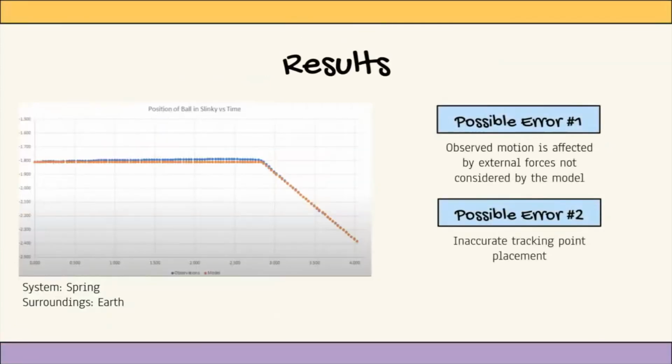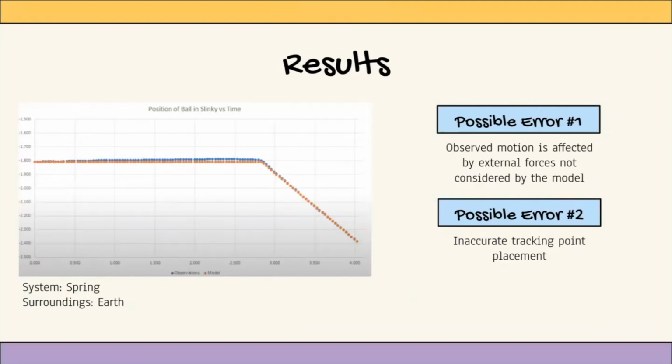For the results, here is a graph of both the Tracker data and the GlowScript data. As you can see, both of the models look very similar. The system is the spring and the surroundings the earth.